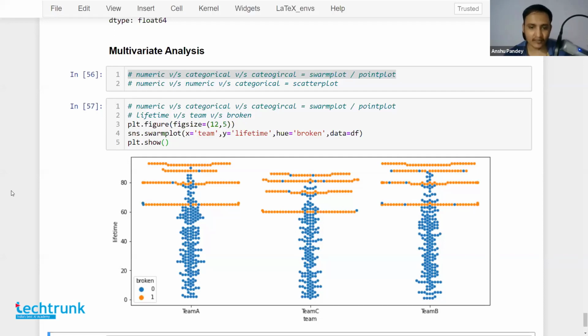As we can see, the red dots are broken machines and the blue dots are not broken, not damaged machines. The red dots always start from 60, so that means all the machines survive at least up to 60 months, which we also saw earlier in the bivariate analysis. But then, what do you think? Do we have any particular team where the machines handled by that team are surviving less compared to the other teams?